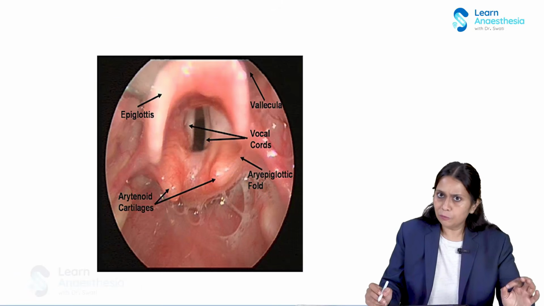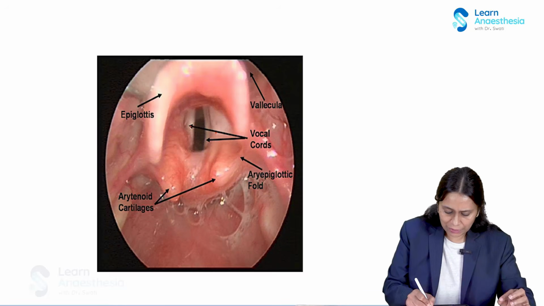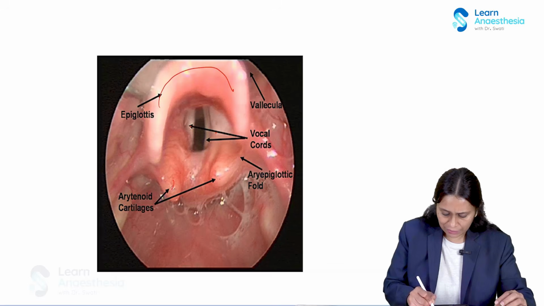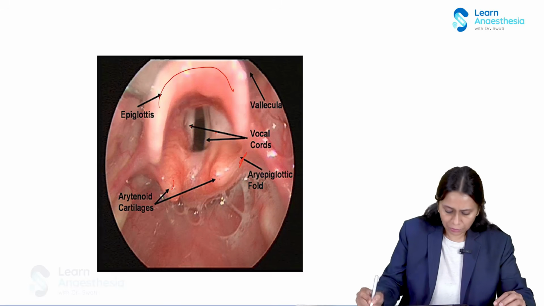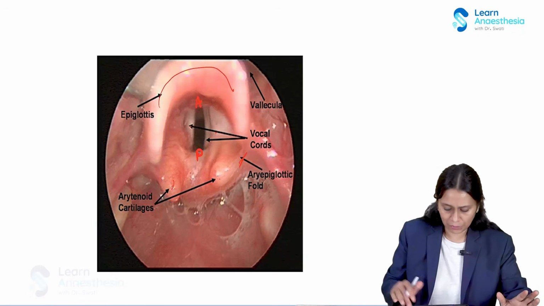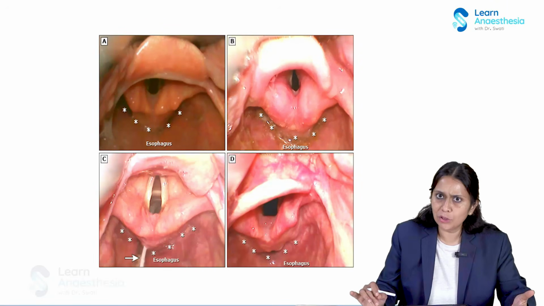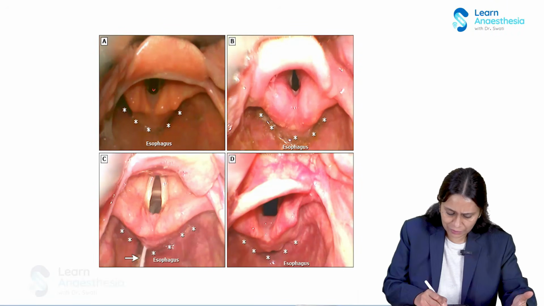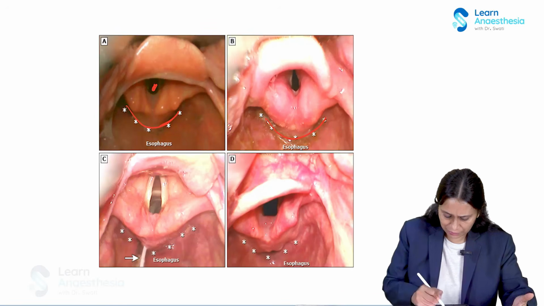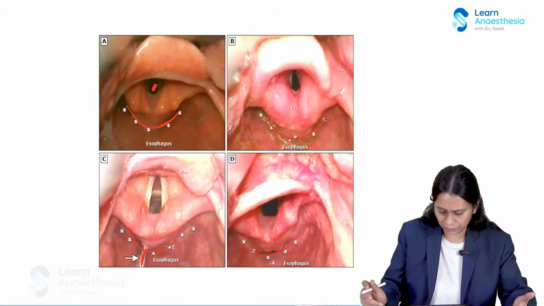So, when we lift the epiglottis, what do we see? We see the vocal cords. We have lifted up the vallecula. We see this is the epiglottis, this is the arytenoid, and this is the aryepiglottic fold. Now, this is the anterior part of the glottis and this is the posterior part. Remember it like this. Okay. Now, what is the other opening into which our endotracheal tube can go? The esophageal opening. So, if this is my glottic opening, this is the esophagus. This is the Ryle's tube in the esophagus, right? This is the esophagus. Got it?